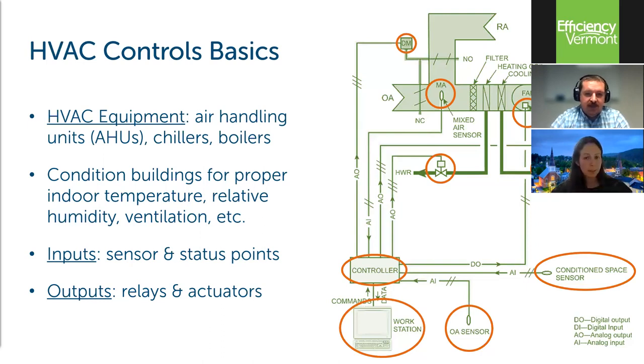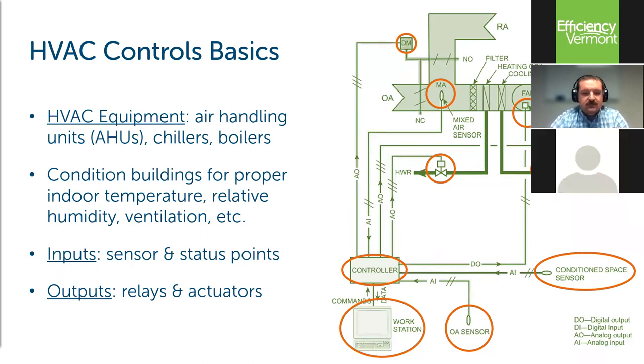So all of this HVAC equipment needs to be controlled in some way, and the devices used to control them are called controllers. These controllers all have inputs and outputs to monitor the equipment and then to control the equipment. Some examples of inputs: we have temperature sensors, status points for fans and pumps, humidity. Output controls: we have relays, actuators, VFD signals. And so we use these controllers with the inputs and outputs to control our HVAC equipment.